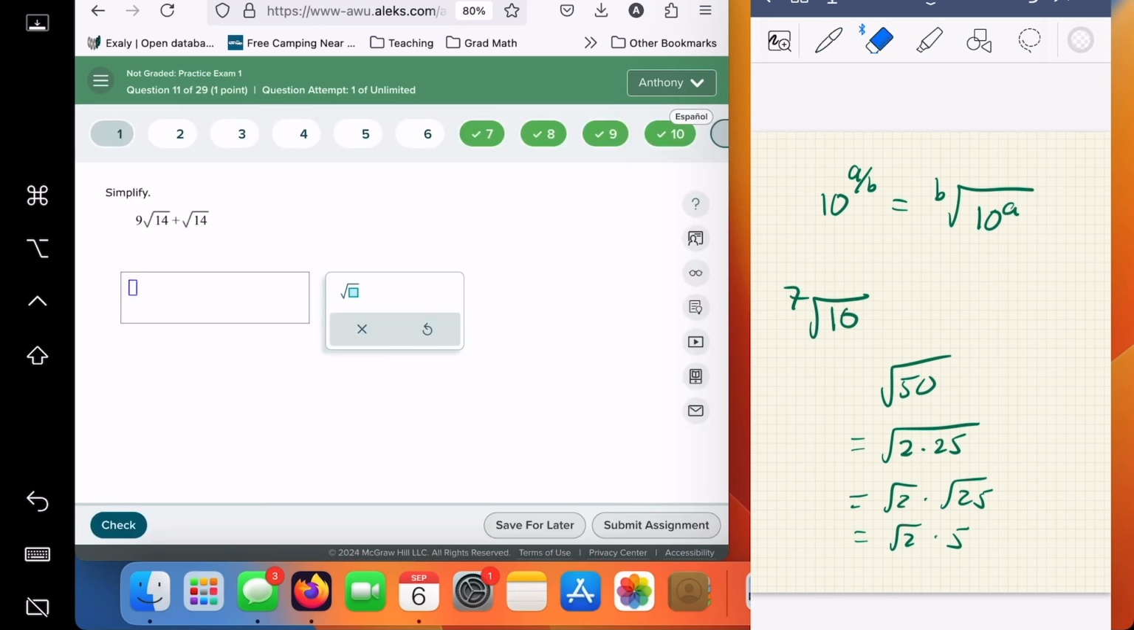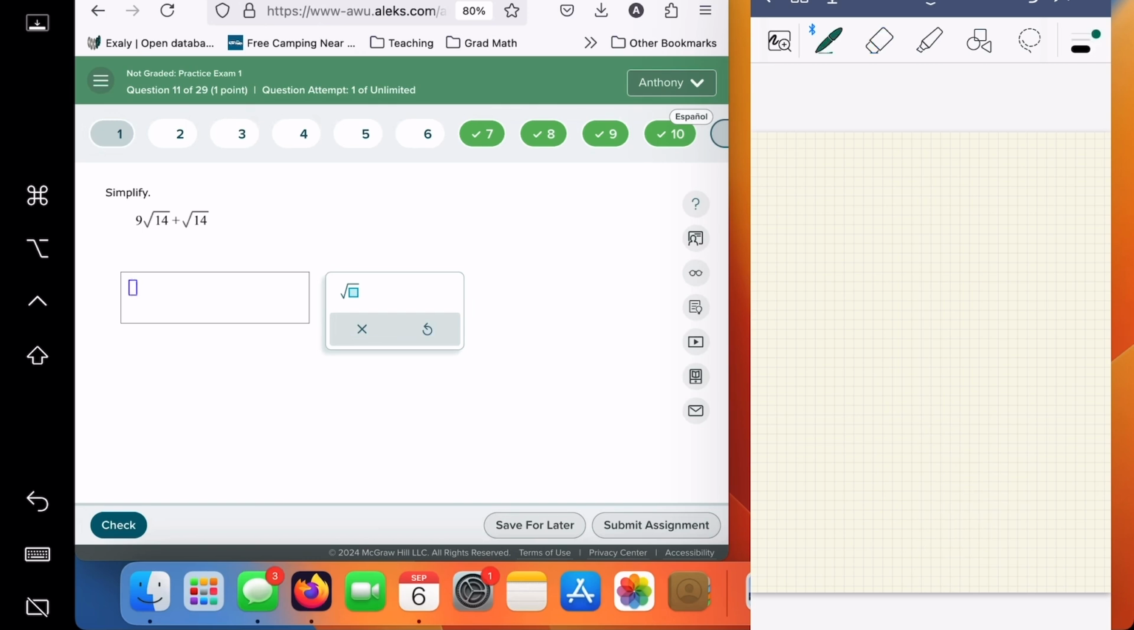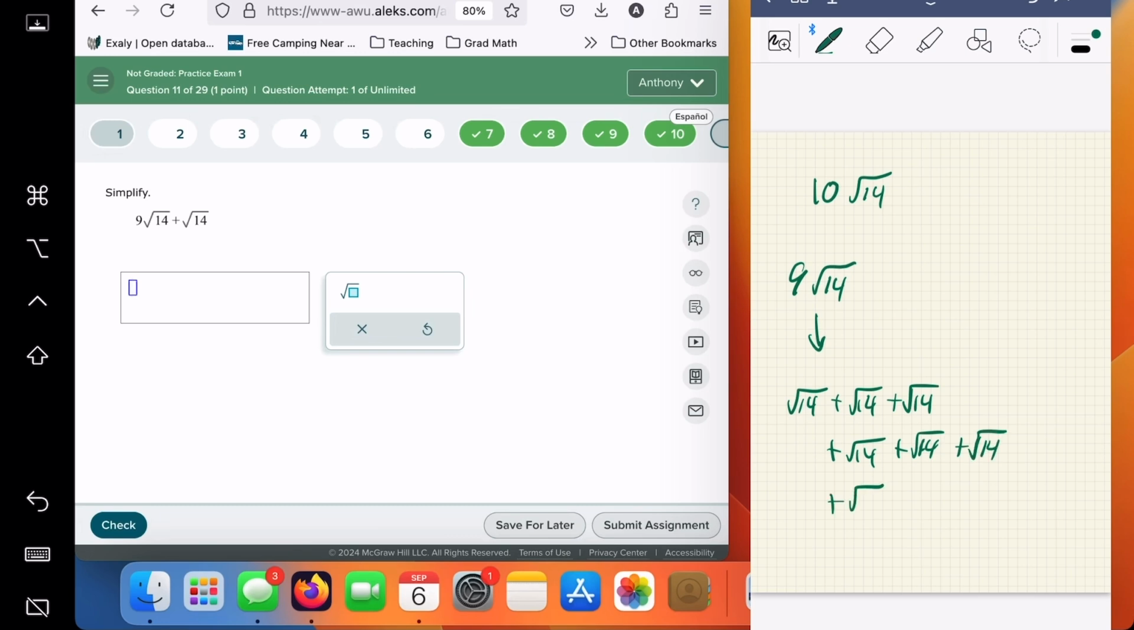All right. Simplify again. So, now on the one hand, I could say we just add them together and we have 10 copies of root 14. But if that seems weird or we don't quite see it, then realize when we have 9 of something, in this case 9 root 14s, then what that means is I have a root 14 plus a root 14 plus a root 14, I gotta do 9 of these, plus a root 14 plus a root 14 plus a root 14, 3 more, plus a root 14 plus a root 14 plus a root 14. Right? That's what it means to have 9 copies.